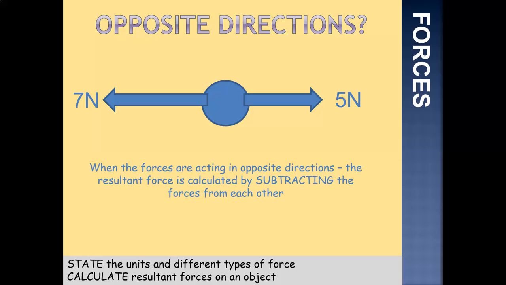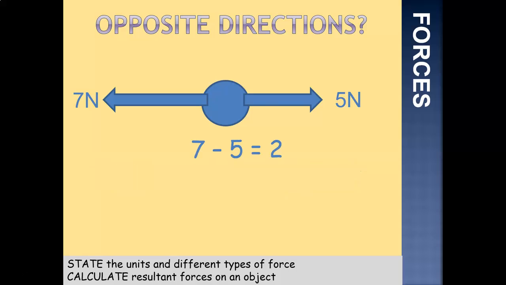When the forces are acting in opposite directions, we change what we do. The resultant force is calculated by subtracting the forces from each other. The larger force is acting to the left, so the resultant force will eventually act to the left. In this case, we would have 7 newtons take away 5, leaving us 2. And again, when you're writing your answer, you need to include the 2 newtons, include your unit, and the direction, 2 newtons to the left.